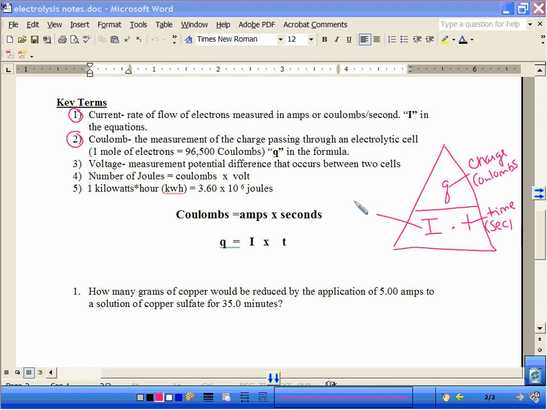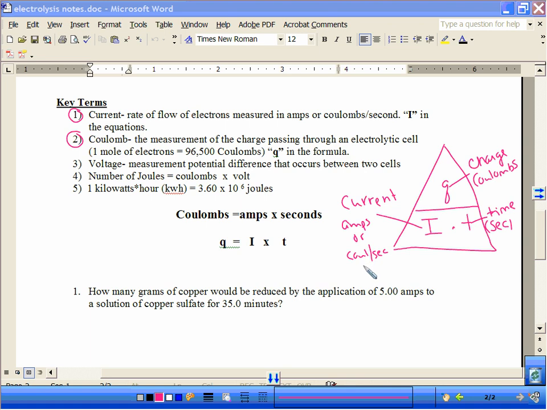I stands for current. And current really is like a speed. It's how many electrons are flowing through the wire in a given second. So we say it's either in amps or in coulombs per second. It is our I in the equation. So amps is actually the unit. It's actually short for amperes. So we've got amps, or you could write out coulombs per second. Either one of those are correct.